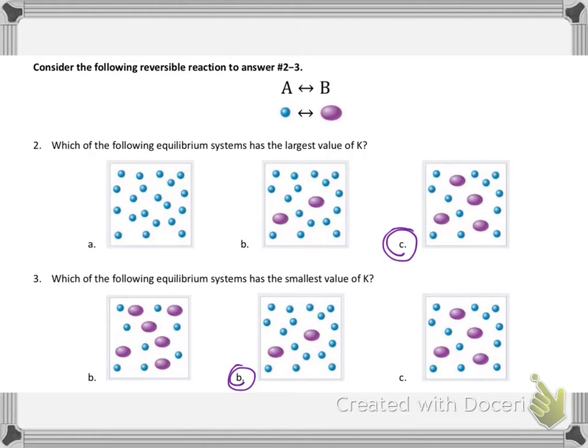Well, the largest value of K should have the most product. So you're looking for the most purple ovaloid things. And the smallest value of K would be the least purple ovaloid things and the most blue circles. That's it. That's all you need to know about equilibrium.